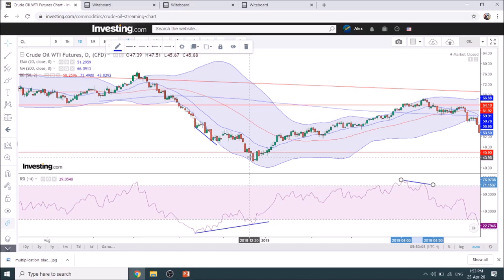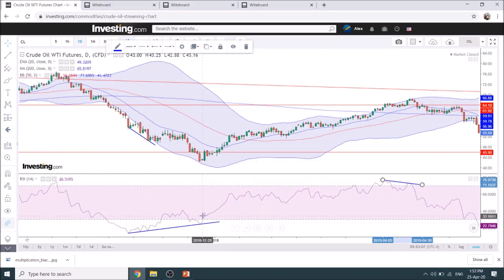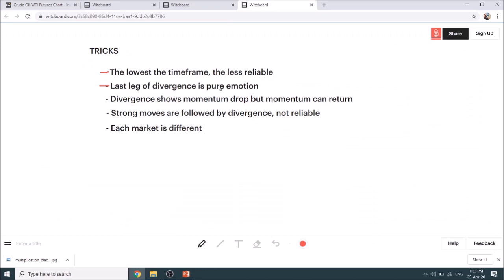So one technique here to avoid that is to set your stop loss should the RSI momentum return. If the RSI breaks that trend line, then you would exit the trade at a loss, because it means that potentially the price can resume the move down. But keep in mind that the pure emotion running at that time will be quite hard on the trade to keep.